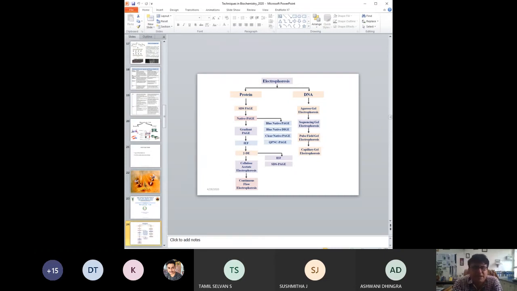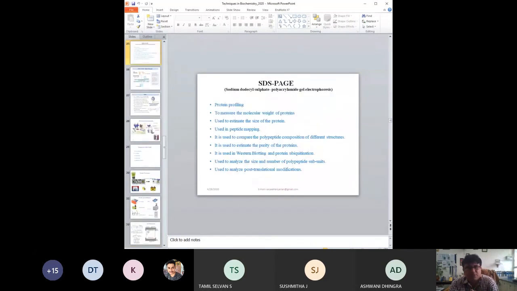In some methods like dot blot and other lab-based methods, we prefer to use cellulose acetate electrophoresis, but nowadays it is not much used. And then we have continuous flow electrophoresis, which is basically preferred by industry people for the separation of some antibody-based work. So they are using this continuous flow electrophoresis.